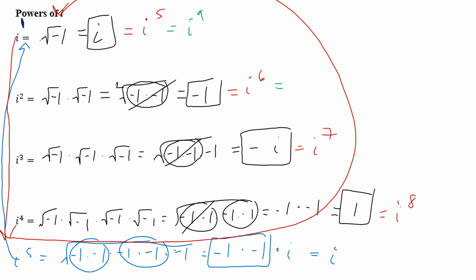i to the second is the same thing as i to the 6th, which is the same thing as i to the 10th. i to the third is the same thing as i to the 7th, which is going to be the same thing as i to the 11th. i to the 4th is the same thing as i to the 8th, which is going to be the same thing as i to the 12th.